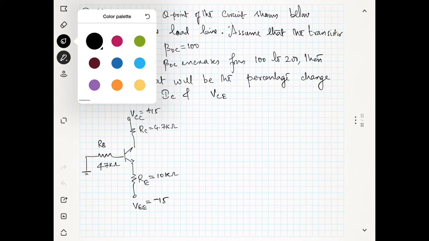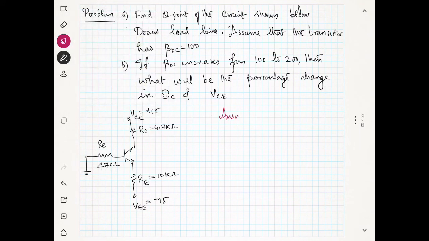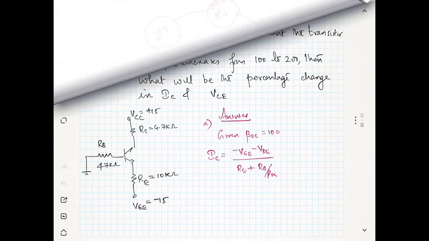So we are going to solve this. You can see that beta DC is given for part A. Actually, it is given that beta DC is equal to 100, right? So we can calculate IC. IC is equal to (-VEE - VBE) divided by (RE plus RB over beta DC). Am I correct? I hope that is correct, right?